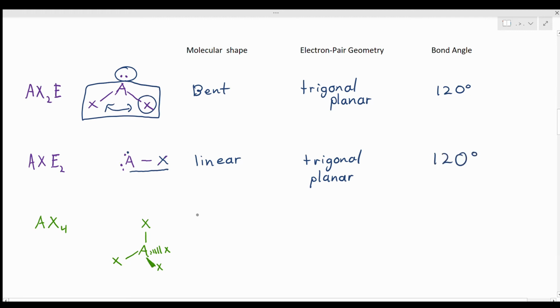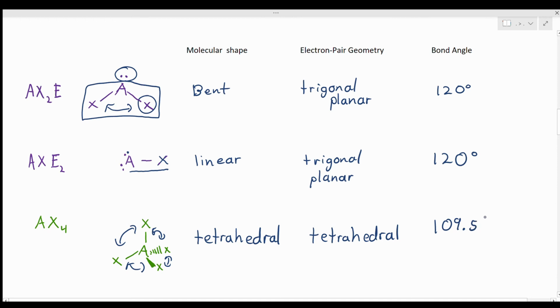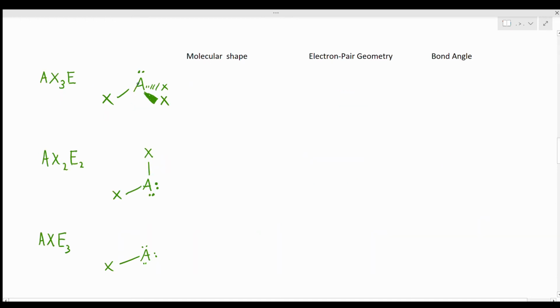Now moving on to where we have 4 groups around A. AX4, we have 1 central atom, we have 4 outer atoms. The molecular shape is going to be called tetrahedral, so tetra for 4, and we're also going to call the electron pair geometry tetrahedral. And the bond angle between these atoms is going to be 109.5 degrees. Next we have AX3E, so we have 1 central atom, we have 3 outer atoms, and we have 1 lone pair of electrons on the central atom. For this one, the molecular shape is going to be called trigonal pyramid, and in some classes you might see trigonal pyramidal.